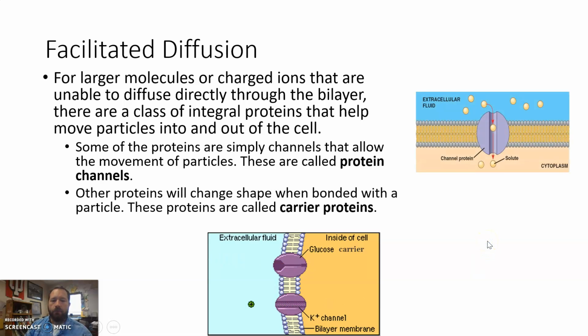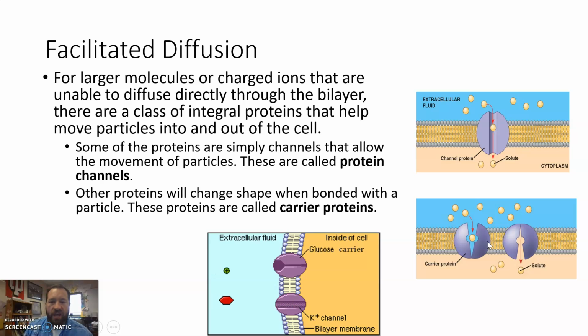The other type of protein is called a carrier protein. Carrier proteins change shape. So we have that illustrated here. It's open to the outside. The molecule goes in. Then it closes to the outside and opens to the inside, and the molecule spits into the inside. So here's our glucose carrier here for a large glucose molecule. And again, you watch it change shape as the molecule travels through it. So if it changes shape, it's a carrier protein. If it just has one single pathway through it, doesn't change shape, it's a channel protein.